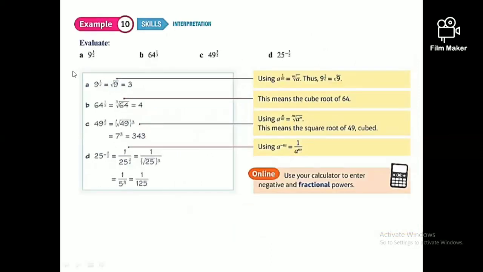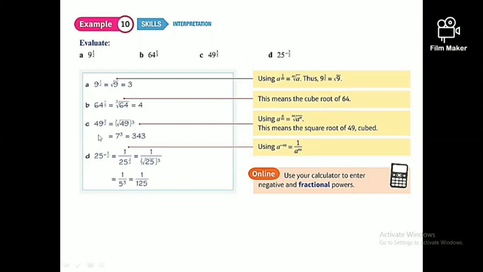Then these are the numeric simplifications. 9 to the power half means this is the square root of 9, that is 3. If you want 64 to the power 1 over 3, that is the cubic root of 64. You can put it in the calculator and obtain this answer, or 64 is 4 to the power 3. Therefore, the cubic root turns out to be 4. This is the operation we have to understand.